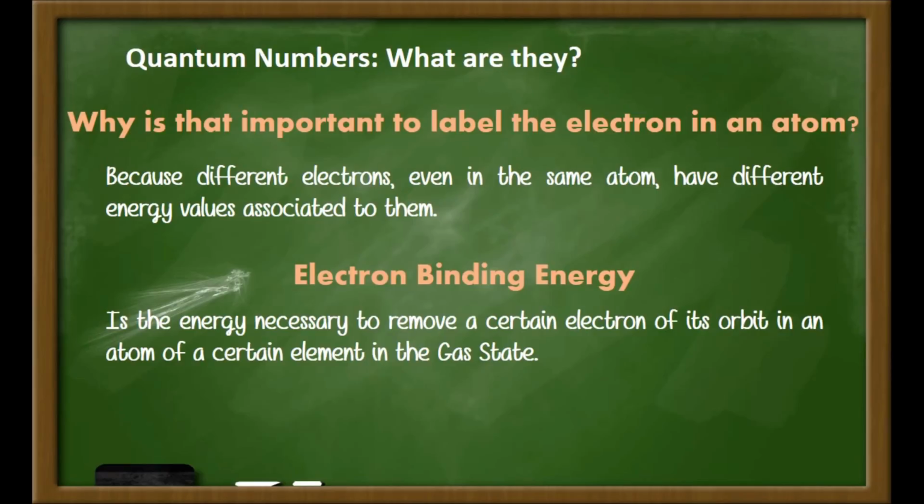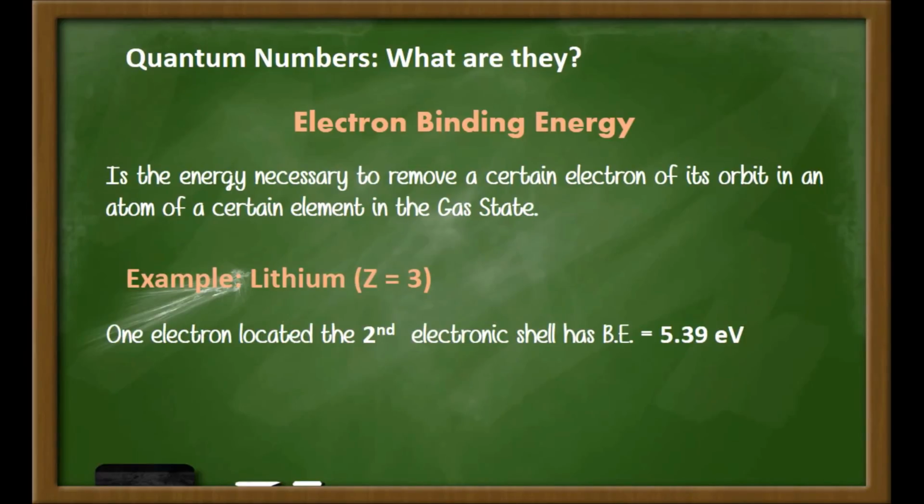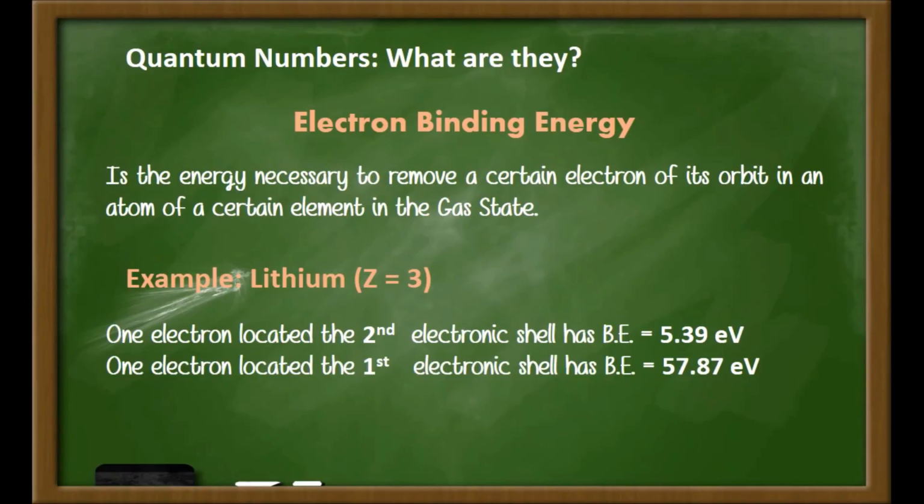One good example about how the electron binding energy can be different between different electrons in the same atom is lithium, which has the atomic number equal 3, so it has 3 electrons. The ionization energy to remove the electron located in the second electronic shell in lithium is around 5.39 electron volts, whereas the ionization energy to remove one of the electrons located in the first electronic shell of lithium is about 10 times higher.